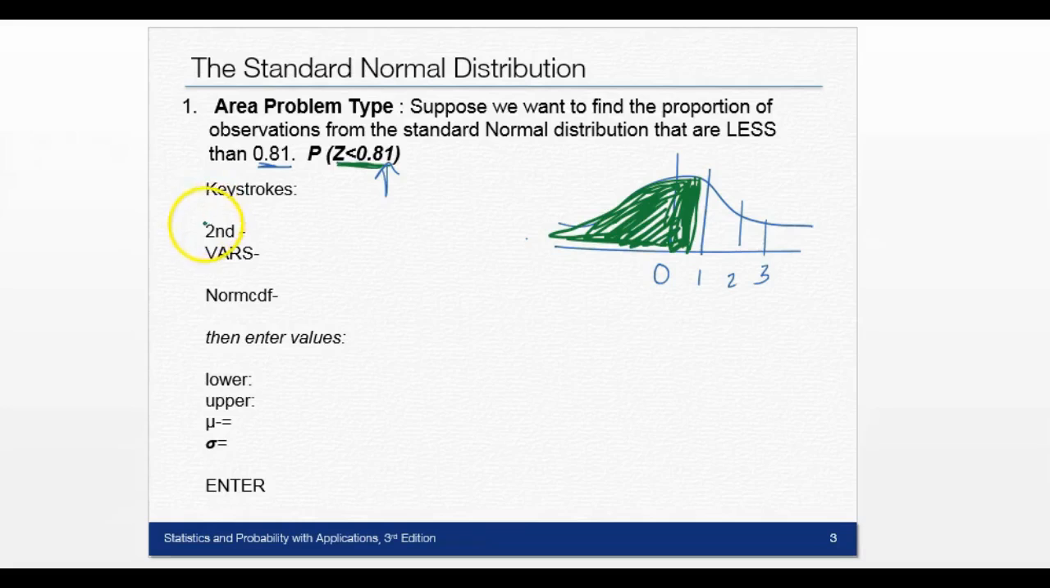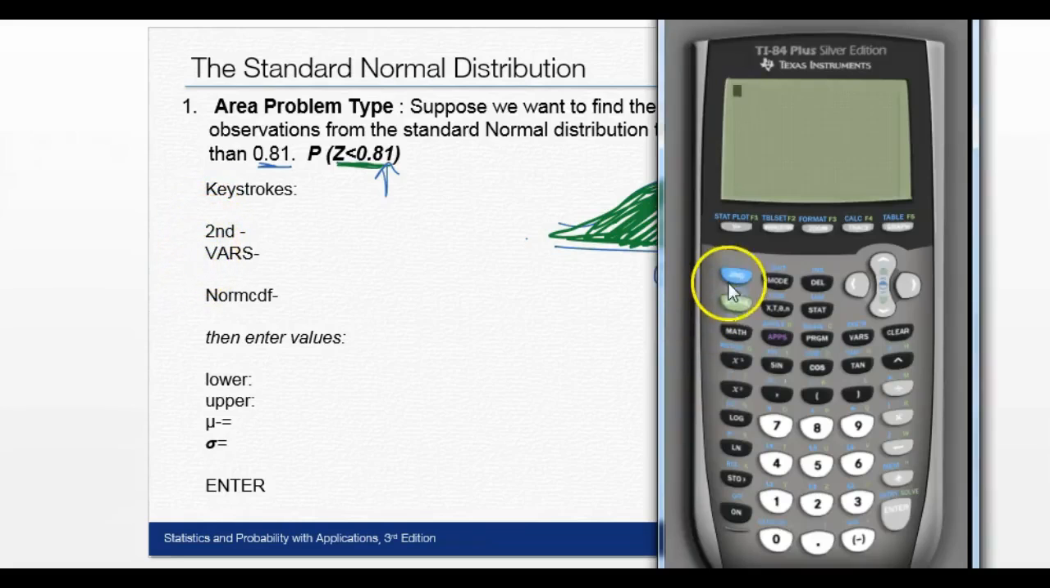So here are the keystrokes. You need to pause the video and write these down. So I'm going to go 2nd and VARS. And then I want normal CDF. Make sure you don't pick number 1. That's different. I want number 2, normal CDF. And then it asks you for these values: a lower, an upper, a mu, and a standard deviation.